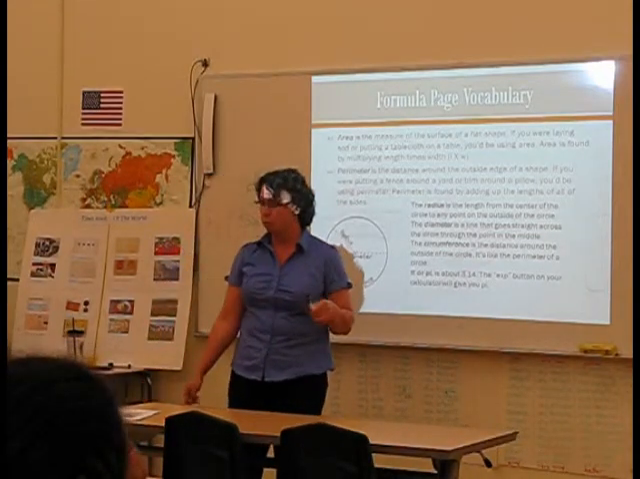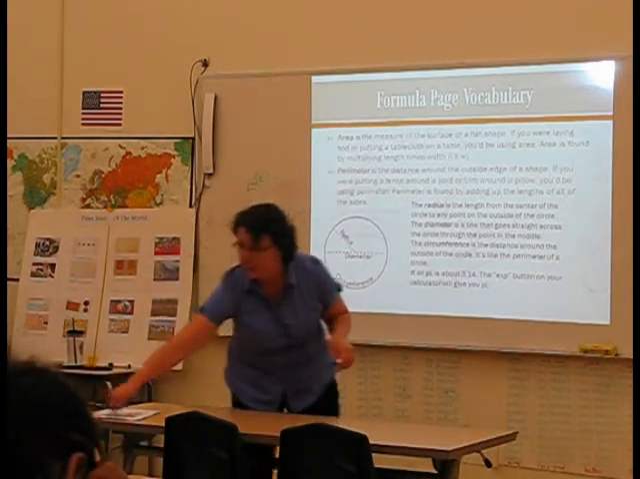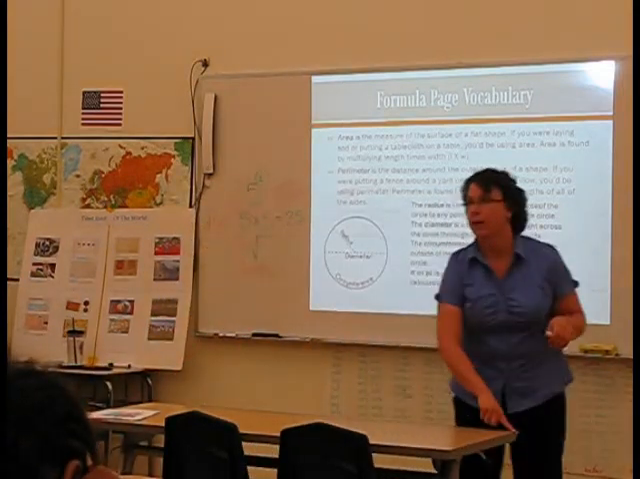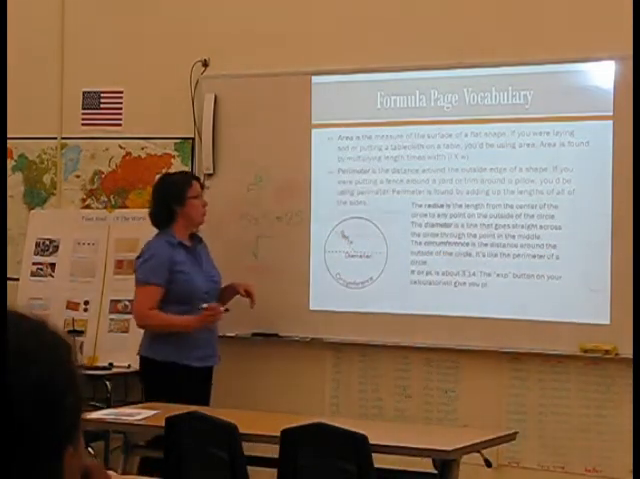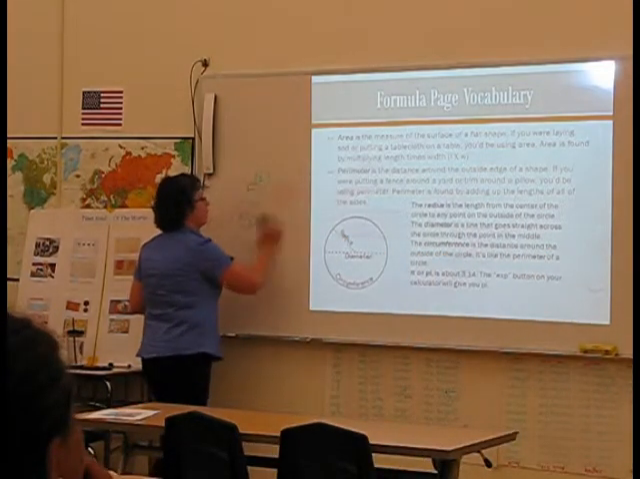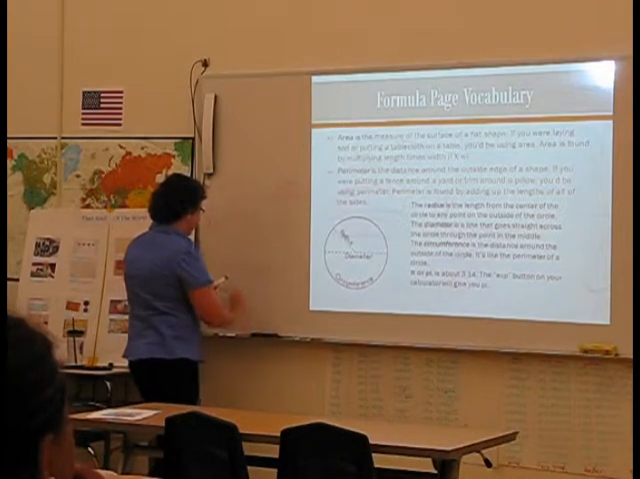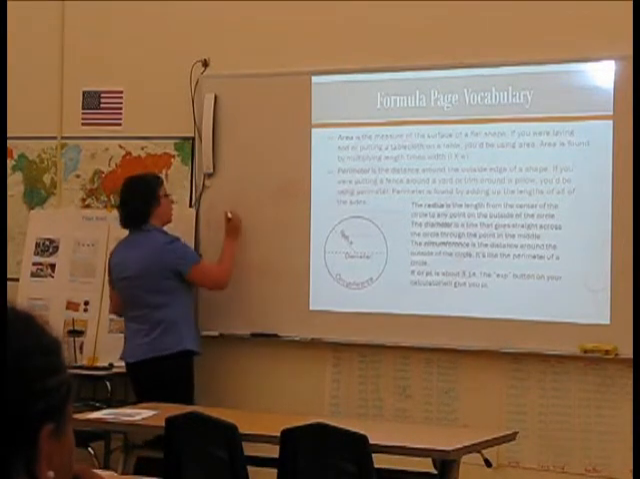That's different from the perimeter. The perimeter is the edge. Okay? And the way to get those is like this. The area is going to tell you by the formulas page. I think it looks like this, Carol. Correct me if I'm wrong. I think it looks like this.